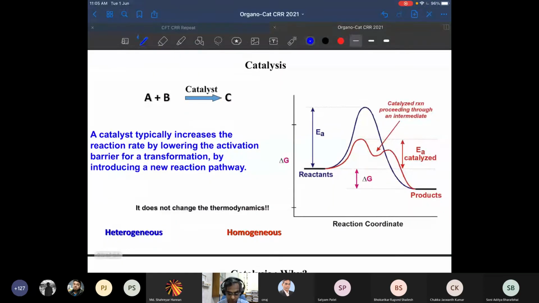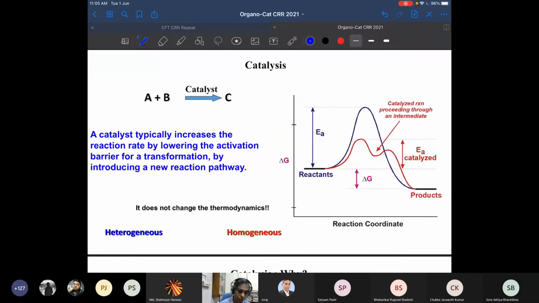Okay, catalysis. You should have come across the introduction to catalysis. You should have at least read it. On the right-hand side I have shown the diagram, the potential energy diagram, delta G versus reaction coordinate. There, one is catalyzed and another one is uncatalyzed.